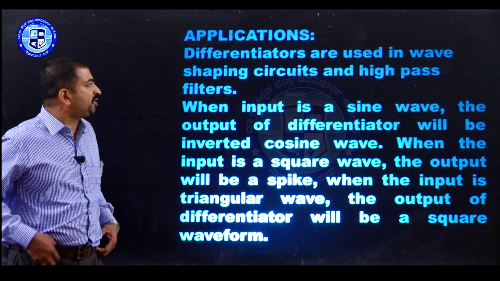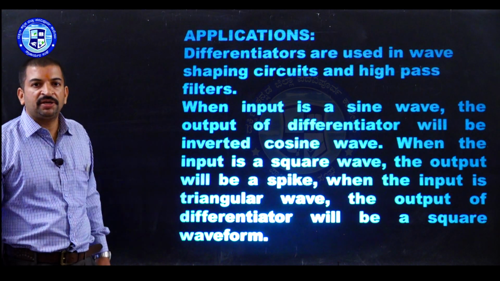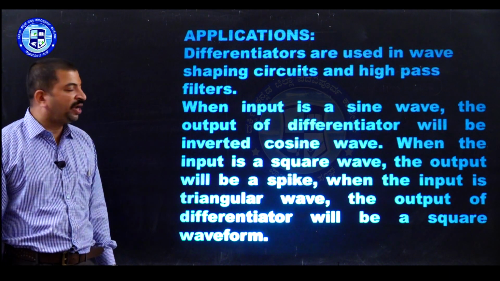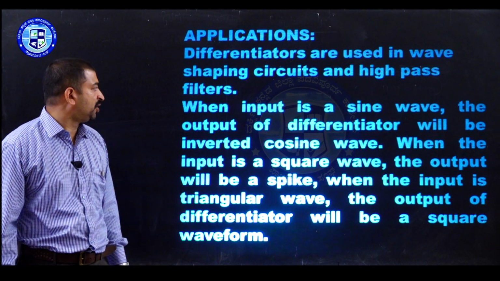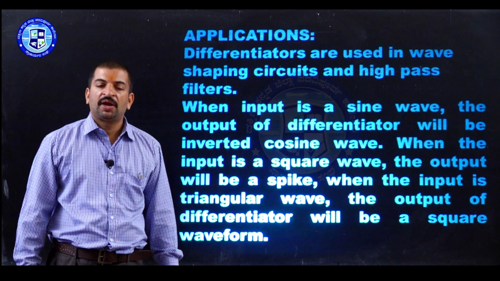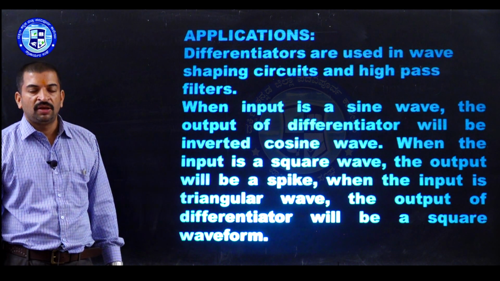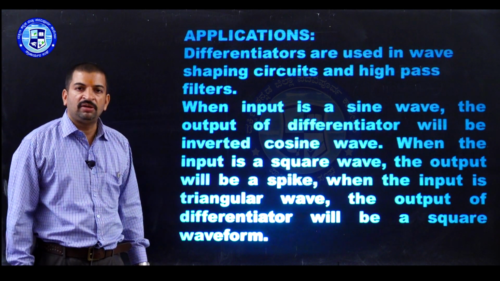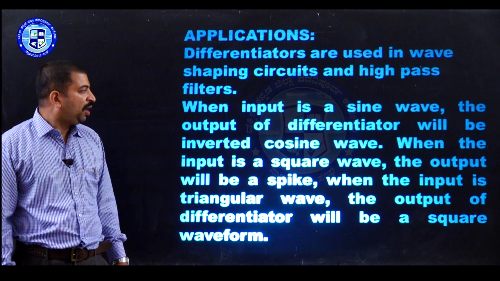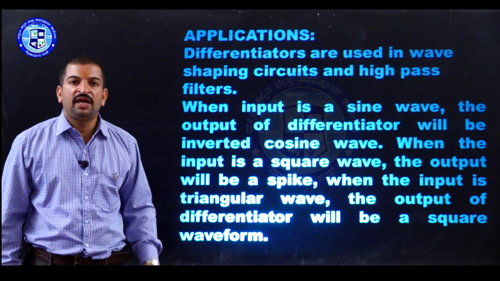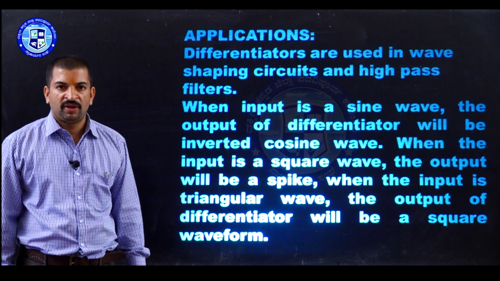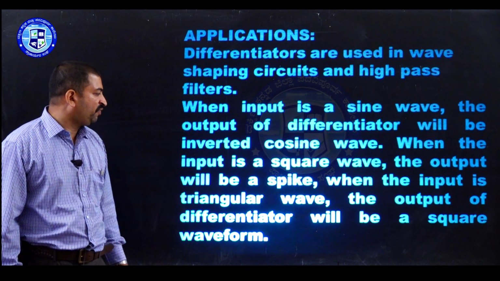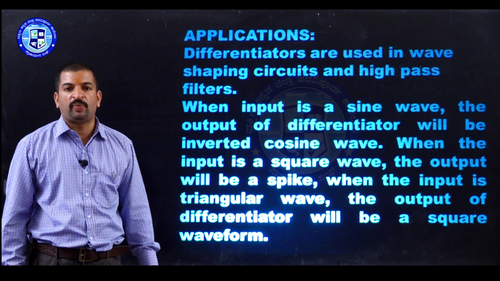Now let's study the applications of the op-amp differentiator. The op-amp differentiator circuit is used in wave shaping circuits and it is also used in high pass filters. In the case of the op-amp differentiator, when the input is a sine wave, then the output is an inverted cosine wave. When the input is a square wave, then the output is a spike wave. And when the input is a triangular wave, then the output will be a square wave.